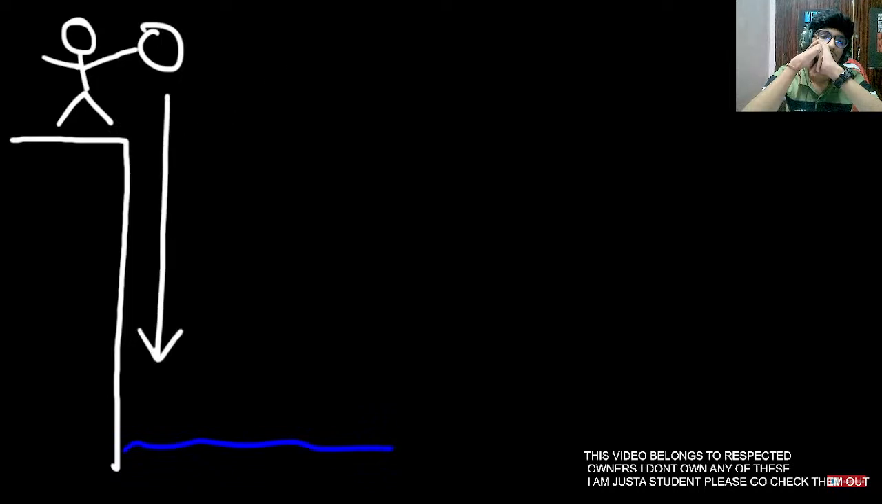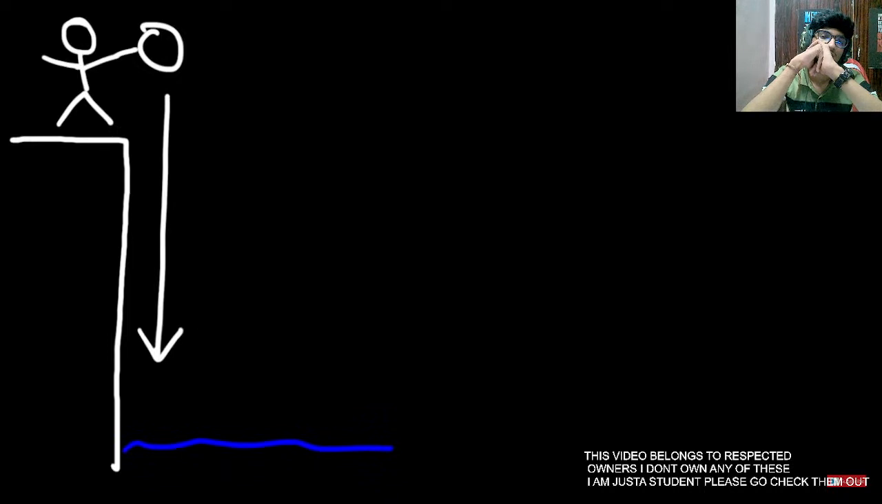Let's say we have a person who is standing on top of a cliff next to the ocean, and this person has a ball in his hand, and he releases the ball from rest. So he doesn't throw it down or throw it up, he simply lets go of the ball. Well, we know what's going to happen. Gravity is going to cause the ball to fall.